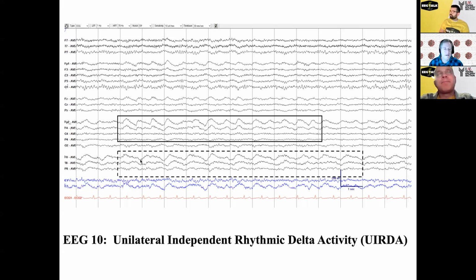Actually, this is a fairly decent example. There's fast activity here, but you also see that fast activity the whole time. Even when the RDA goes away, you still see the fast activity. So this is not a plus F. If there was fast activity on top of the delta and then all these faster frequencies totally disappeared after the RDA went away, then it would be a plus F. But here it's just fast activity in the background that continues while you also have rhythmic delta.